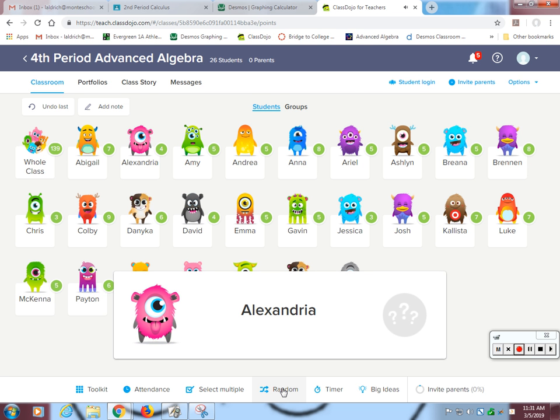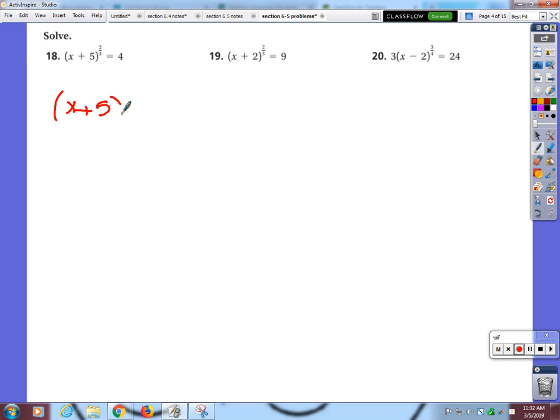So now we get into the situation where we have some fractional exponents. So Alexandria, what power would I raise both sides to on number 18 to get rid of that 2/3 exponent? Good, so I would raise both sides to the 3/2 power. So 2/3 to the 3/2, those cancel each other out and just give you x plus 5. What is, Alexandria, the 4 to the 3/2? So we're going to do the square root of 4 first. What's the square root of 4? 2. And then 2 to the 3rd is 2 times 2 times 2, which is 8. So if x plus 5 equals 8, then x equals 3.